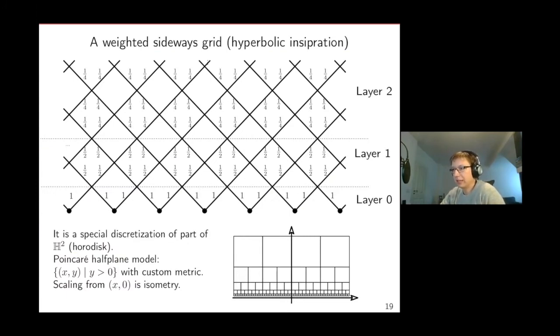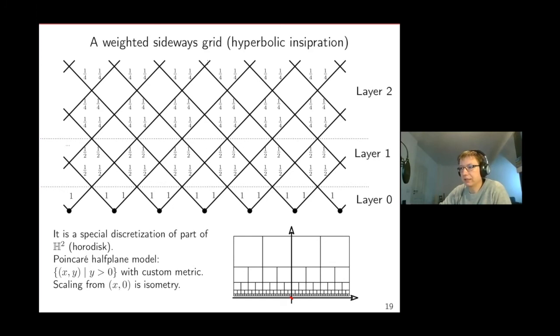So the hyperbolic plane has a model called the Poincare half-plane model, and I drew it right here. So what you do is you take the Euclidean plane and you cut off the bottom part. So you only take the points of the plane where the second coordinate is positive. And we will have some very strange metric on this. So it's not Euclidean distance, but some very different metric. But that's not important for us. What is important is that when you take a point on the x-axis and you do a scaling from that point, then that is an isometry.